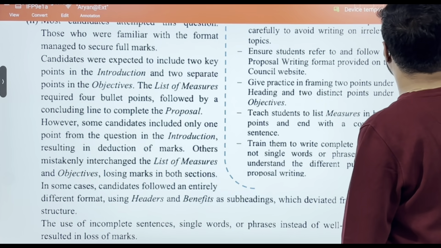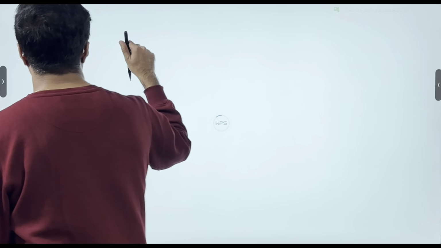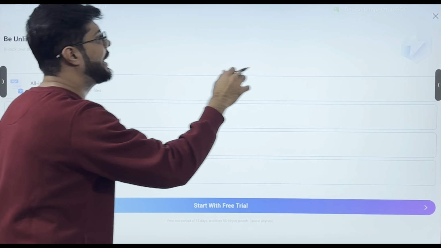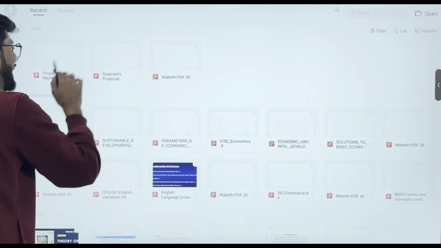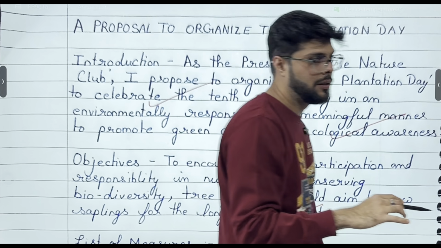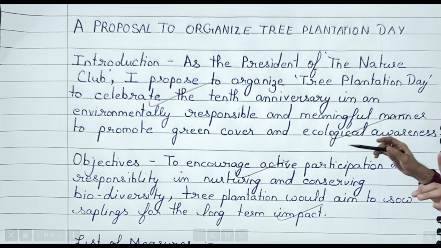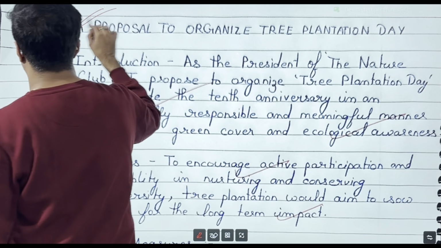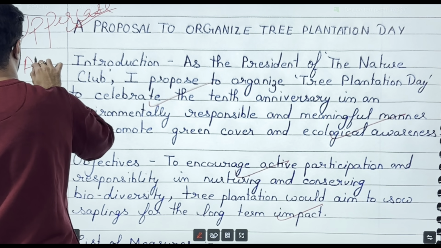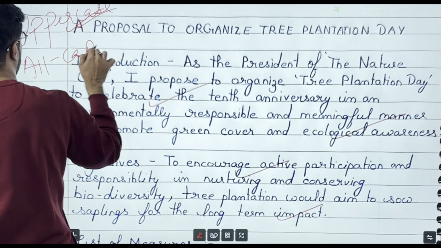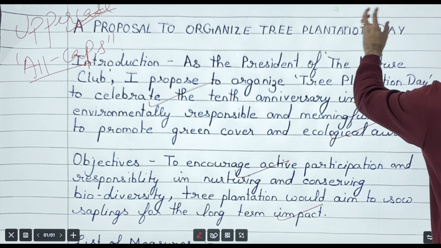So now let me show you a sample proposal written by one of my students on the same topic, where I have given her a full 10 on 10, and that will give you an insight into how you have to write a proposal. Okay? Chalo, let's give it a read. First of all, your proposal has to have a title, and that title has to be in uppercase. Okay? Uppercase means all caps. Everything will come in capital letters in the proposal. A PROPOSAL TO ORGANIZE TREE PLANTATION DAY.